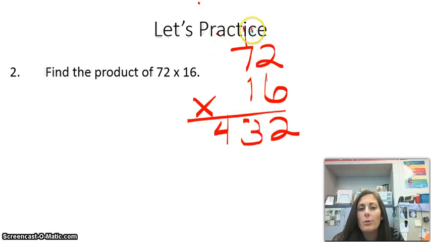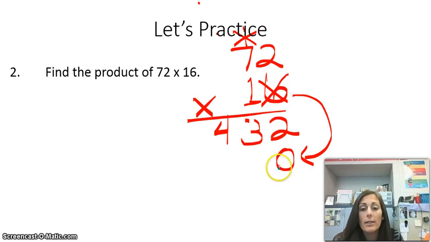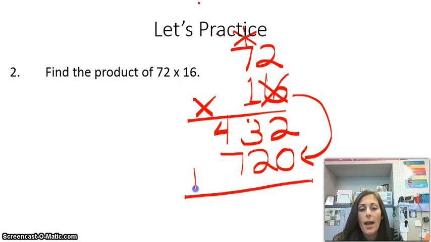Cross out what you've used. And before I can multiply the 1 in the tens place, I'm going to cross out the 6 and bring a 0 down to hold the ones place. Then 1 times 2 is 2, and 1 times 7 is 7. Add those two answers together. 2 plus 0 is 2. 3 plus 2 is 5.